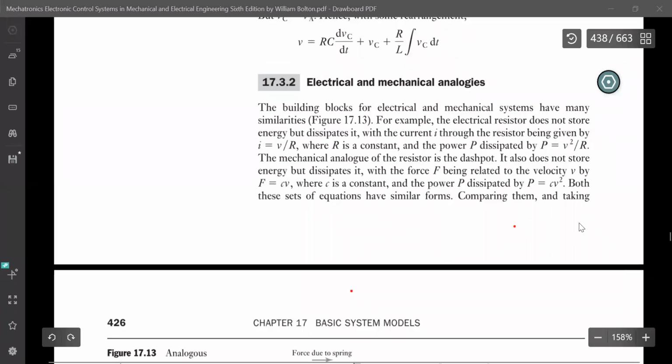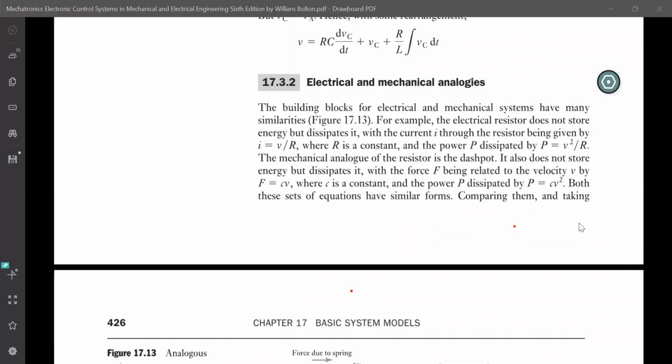Okay. So in the previous class, we discussed the system modeling elements. We discussed two elements, one for electrical and another for mechanical. Now, to start this lecture, we'll be discussing the electrical and mechanical analogies. That means the similarity between the electrical system modeling elements and the mechanical system modeling elements.